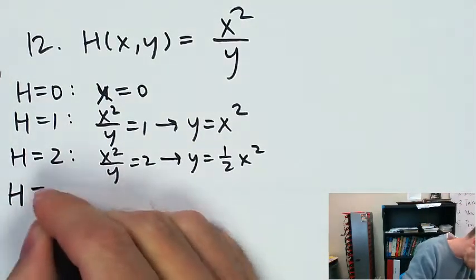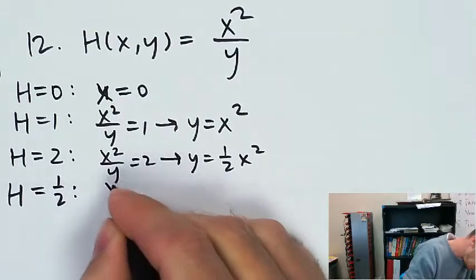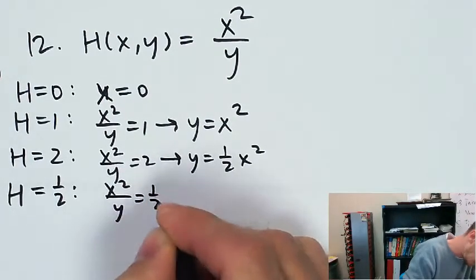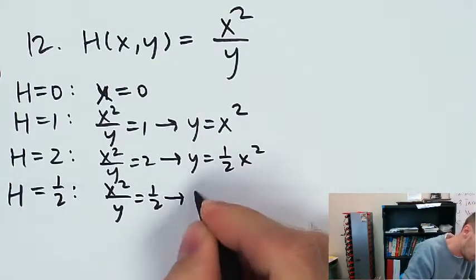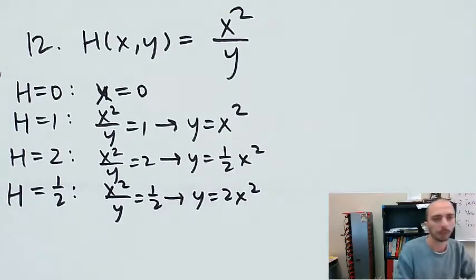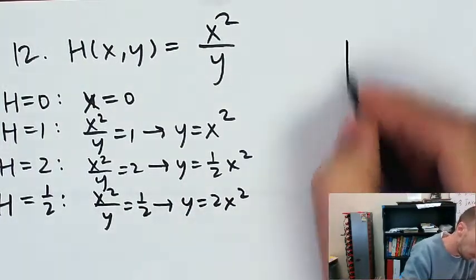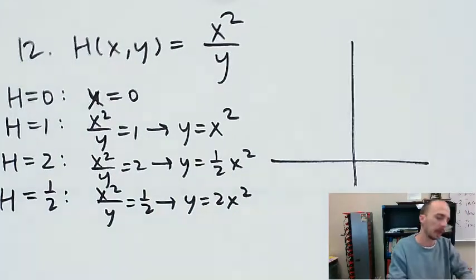origin. So maybe I'll do h equals 1/2, right? And I'll get x squared divided by y equals 1/2. And then when I would multiply, but really cross multiply, I guess, I get y equals 2x squared. Okay. And we know how to draw these parabolas. We've got a lot of experience with that.